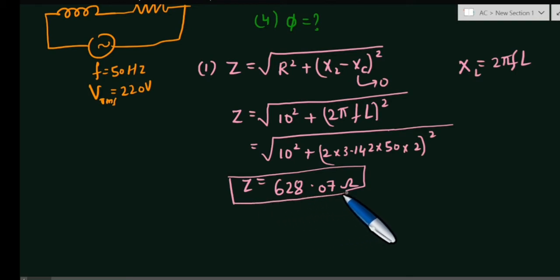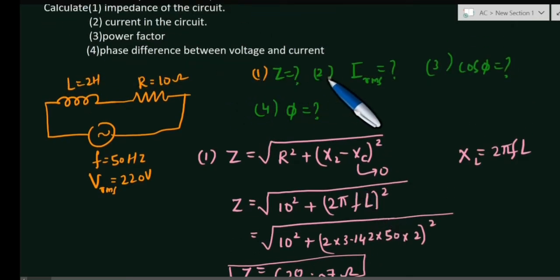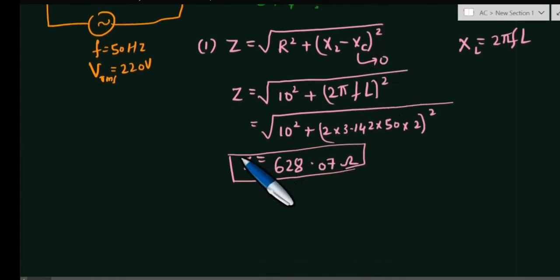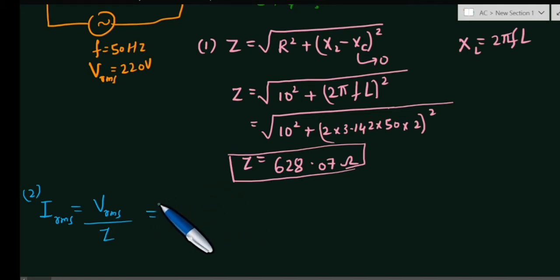Next, we will calculate what is the value of current. The formula for current, this is the second one, Irms is equal to Vrms divided by Z. That is equal to, Vrms value is 220 volts, they have given in a question itself, and Z value we just found, that is 628.07. And if you calculate it, the value comes out to be 0.35 amps.